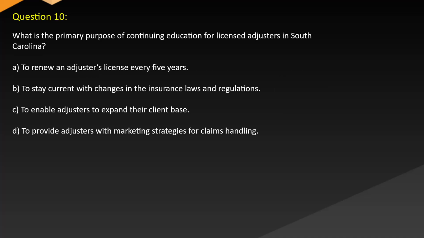Question 10. What is the primary purpose of continuing education for licensed adjusters in South Carolina? A. To renew an adjuster's license every 5 years. B. To stay current with changes in the insurance laws and regulations. C. To enable adjusters to expand their client base. D. To provide adjusters with marketing strategies for claims handling.